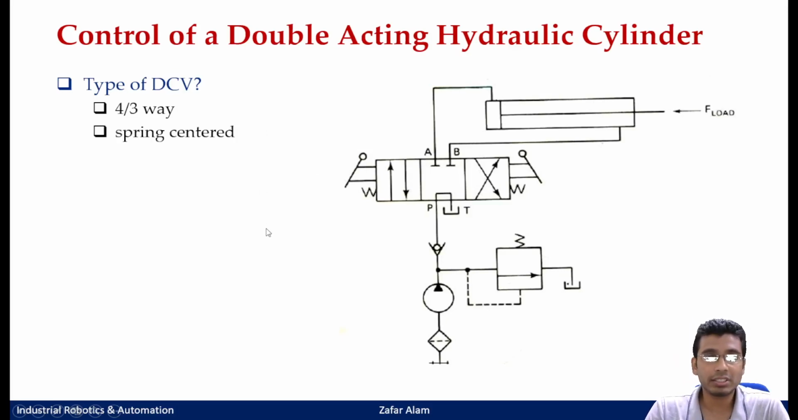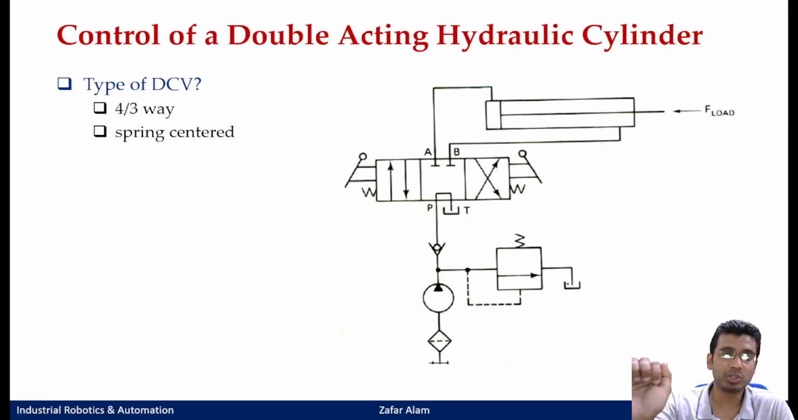Then what is it? It is spring centered. If you see, both springs are there, okay, 2-way centers. That means till when you are actuating it, actuating force is applied, it would either extend or retract the cylinder depending upon which side you are applying the force.